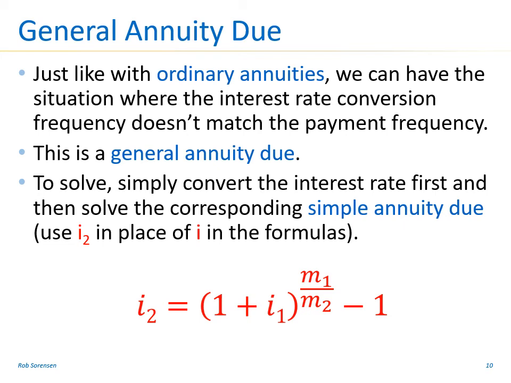We can also have a general annuity due, and that's a case where the interest rate that they give us doesn't match the frequency of our payments. And so we call that a general annuity due. To solve that, we're going to do very much the same thing we've done for other general annuities. We're going to convert the interest rate first and then solve the resulting simple annuity due that we end up with. And we're going to use our formula for I2 that we've learned previously. Or if you're doing things on your calculator, you can simply set PY and CY differently as appropriate, and things will work out just fine as well.